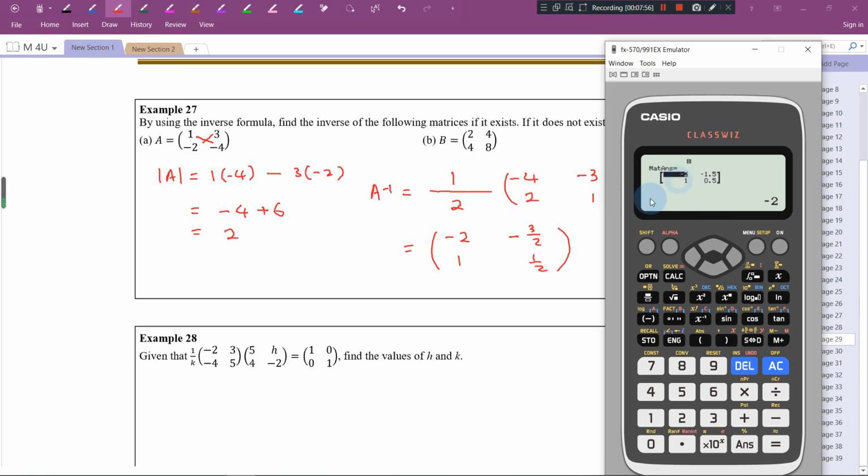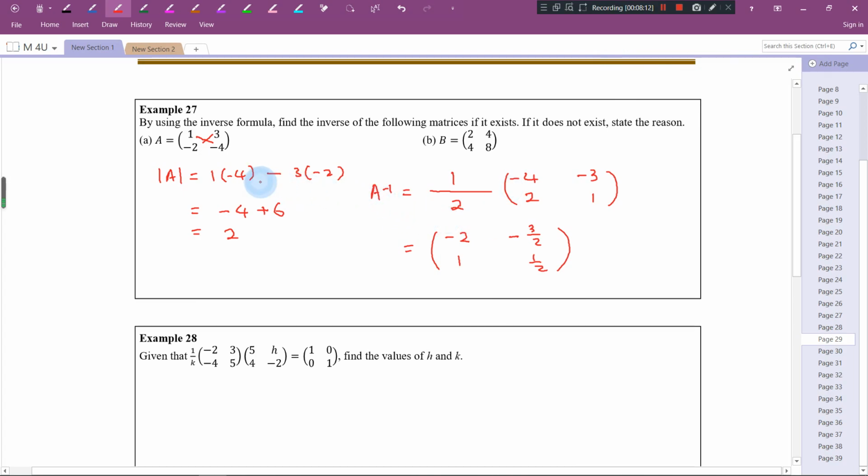Let's check whether our answer is correct or not. Negative 2, negative 1 over 1.5 is actually equal to negative 3 over 2. 1 and 0.5 equal to 1 over 2. Okay, our answer is correct. So remember, this is the way how we find the inverse matrix. Now let's try part B.